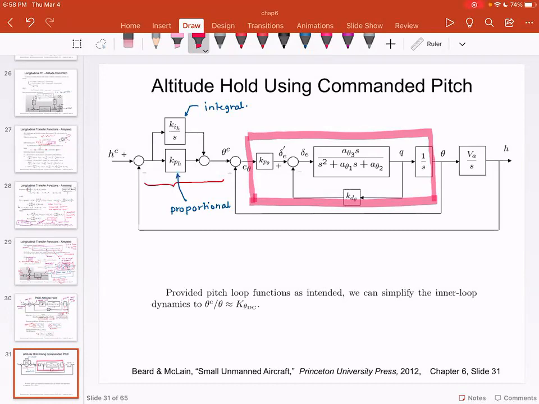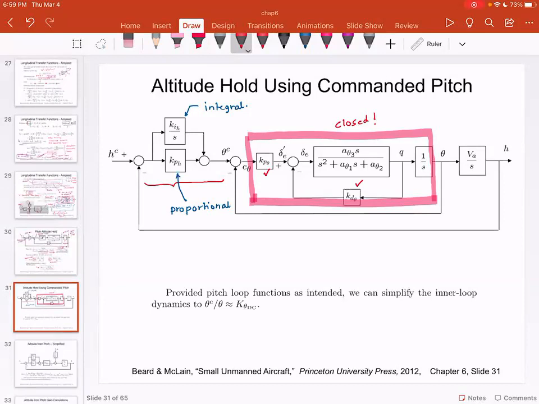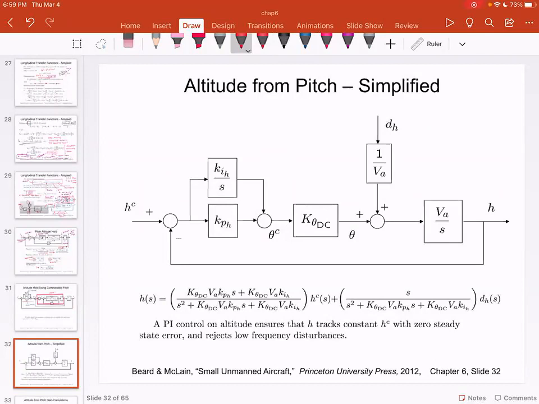So once you find out the value of KD and KP, say we are assuming that this guy is known. So this loop is closed. And now what we have is the altitude hold using commanded pitch. And let's look at that in a little bit of detail. So this loop, which I highlighted with a rectangle, is now represented as a DC gain. Now, if you look at the closed loop transfer function for the altitude, this is the altitude, this is the commanded altitude, this is actual, this is commanded, and this guy is the disturbance.